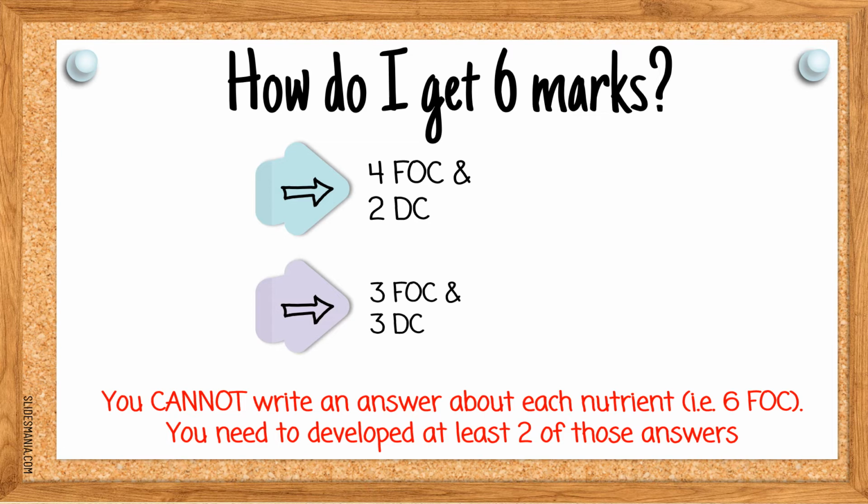There's two different ways you can achieve those 6 marks. You can either do 4 fact, opinion, consequences and then provide 2 developed consequences, or you can do 3 fact, opinion, consequences and provide a developed consequence for each of them. You cannot write an answer about each nutrient, however, so you will be given a choice of 6 different nutrients in the DRV question, but you can only choose either 3 nutrients to evaluate or 4 nutrients to evaluate. And you need to develop at least 2 of those answers.